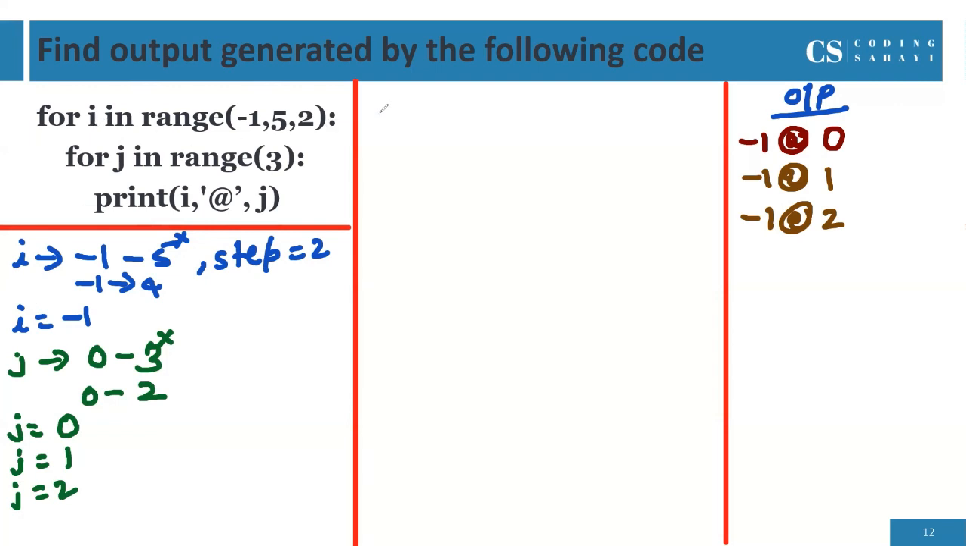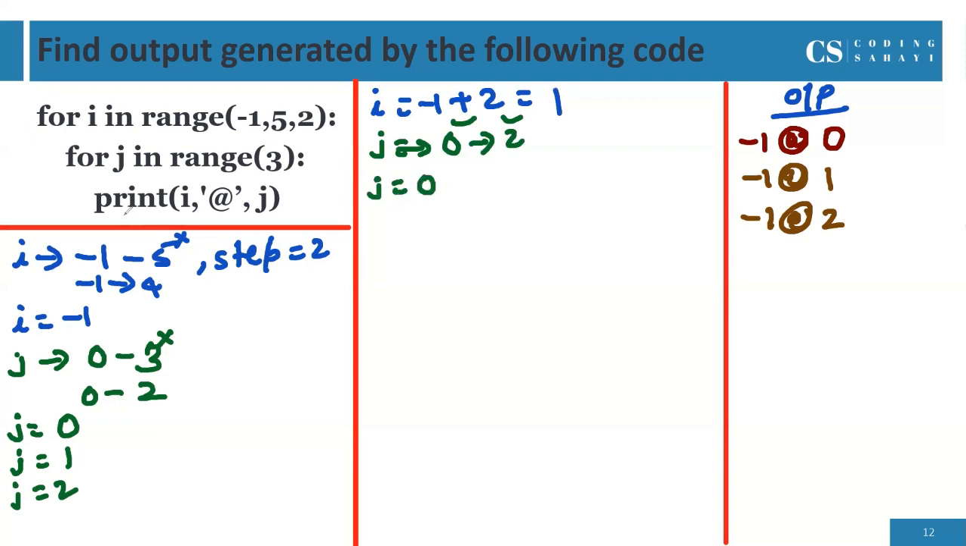And what is the value of i? It is -1. Now it is incrementing by 2. So -1 plus 2 you will get 1. Now again coming to the inner loop. So inner loop is restarting. So again we have the value of j. j is going to execute from 0 to 2. 2 is included. So the initial value of j is 0.